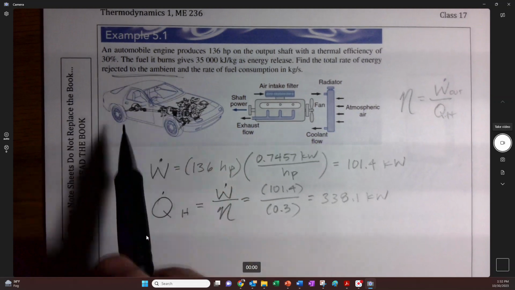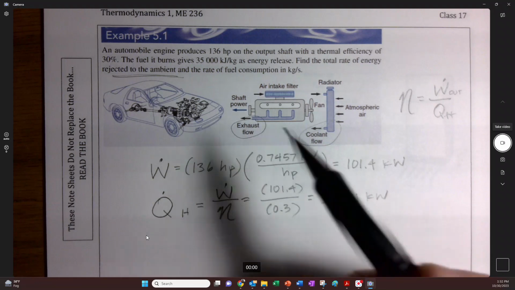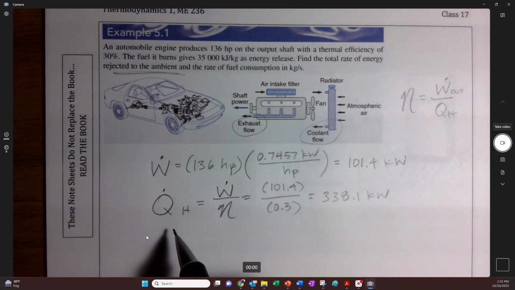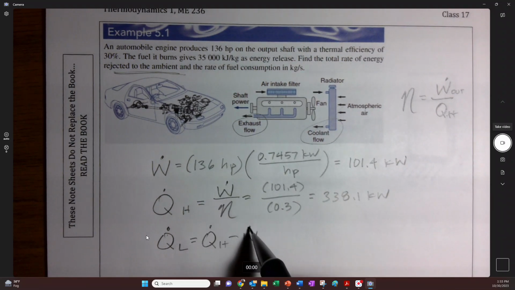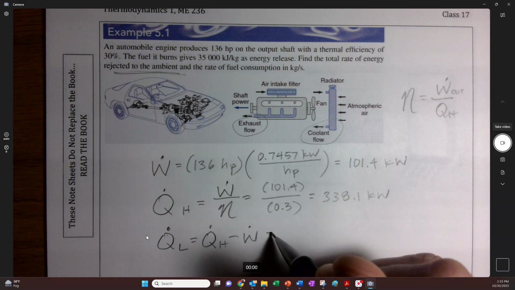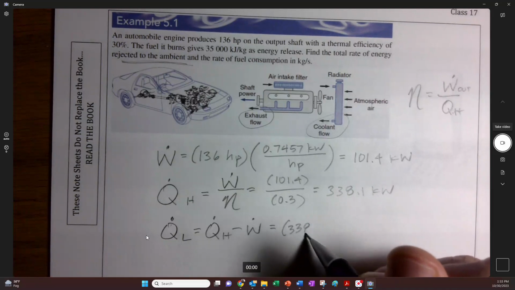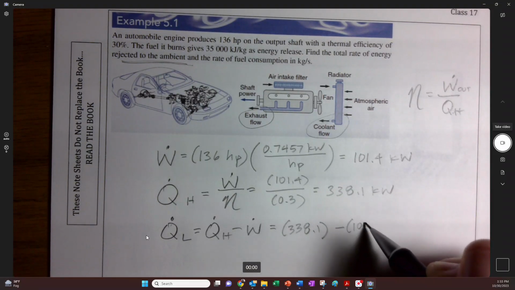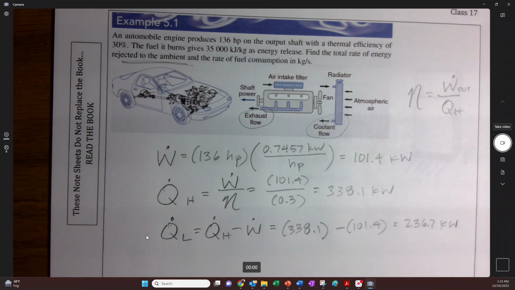And they want to know what is rejected to ambient. How much is rejected to ambient? That could be from the ambient air coming through the radiator, but also the exhaust flow. It's rejected heat. If we want to find that, we could say that Q low is going to be equal to Q high minus the work rate. This is just another way of keeping track of energy. It's really sort of a first law thing, right? 338 minus 101.4, and we get 236.7 kilowatts.